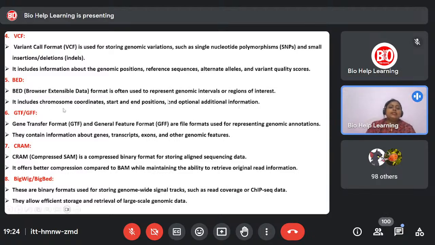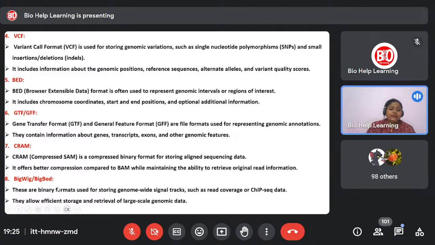Sixth file format is GTF or GFF. GTF stands for Gene Transfer Format, and GFF stands for General Feature Format. Generally, it is useful for genomic annotations, which contain information about genes, transcripts, exons, and other genomic features. Seventh file format is CRAM, compressed SAM. It is a binary format for storing aligned sequence data. It offers better compression compared to BAM while maintaining the ability to retrieve original read information.